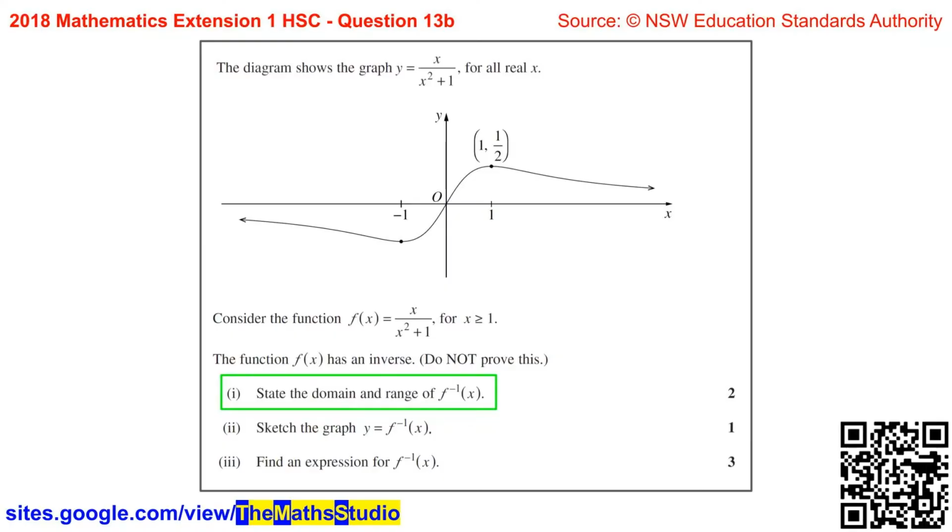Question 13b. The diagram shows the graph y equals x over x squared plus 1 for all real x. Consider the function f of x equals x over x squared plus 1 for x greater than or equal to 1. The function f of x has an inverse. Do not prove this. Part 1. State the domain and range of inverse f of x.